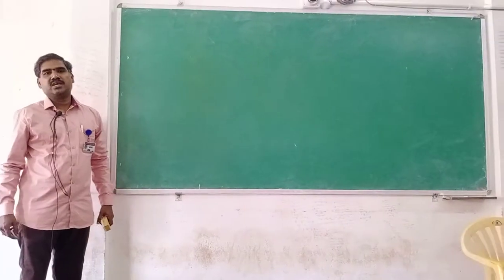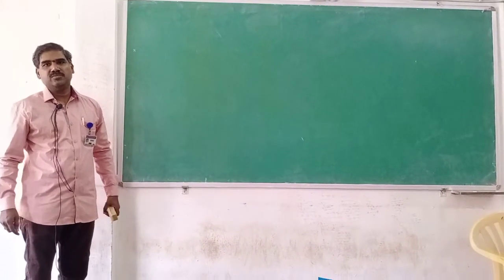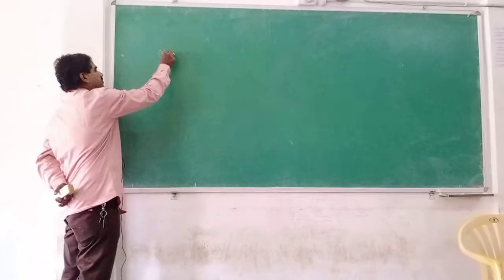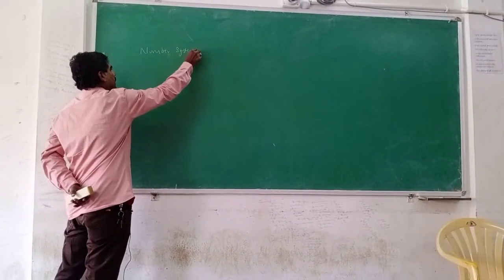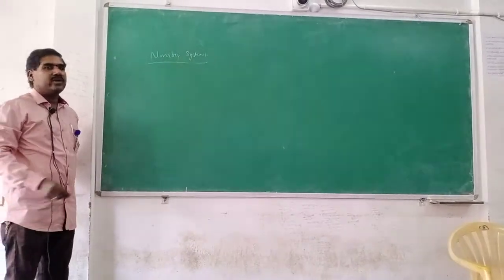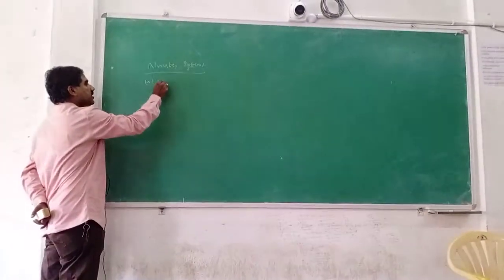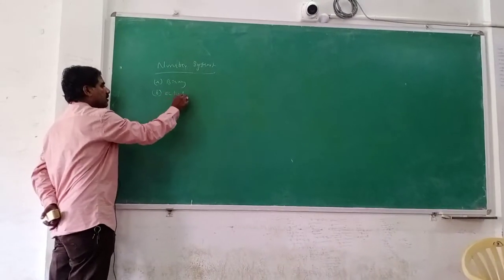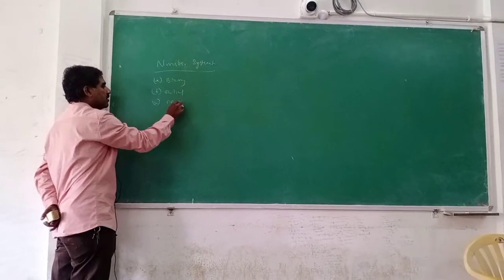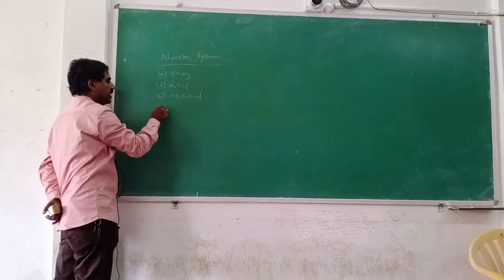Today we are discussing a topic on number systems. Number systems are four types. First one is binary, octal, decimal. Last one is hexadecimal.